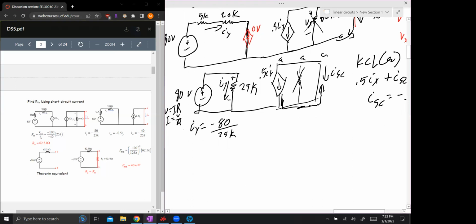I was second guessing myself on passive sign convention. I don't know if that's right or not, but we've had a lot of friction with people using electron flow and conventional flow, and it's not getting any better.